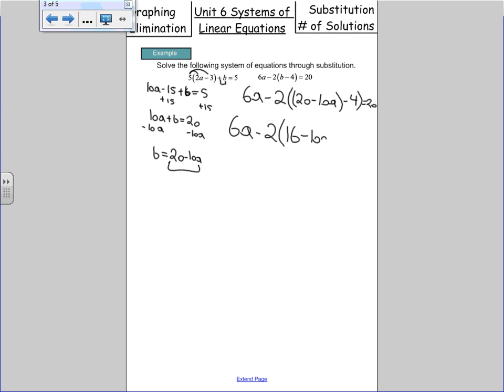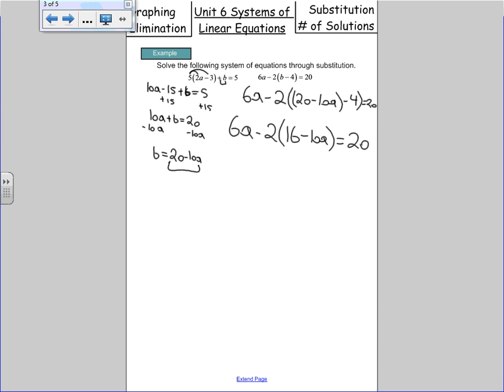If you multiply the 2 in, as long as you multiply it to each thing, you're good. Doesn't matter. Yeah, you'll get the same answer no matter what. Why do you subtract this 4? Pardon? Because the 4 isn't attached to a variable. The 10 is 10a, right? Right, they're non-like terms, so you wouldn't combine them.